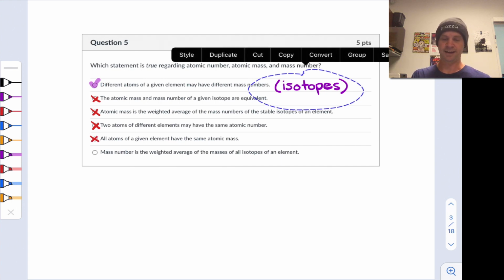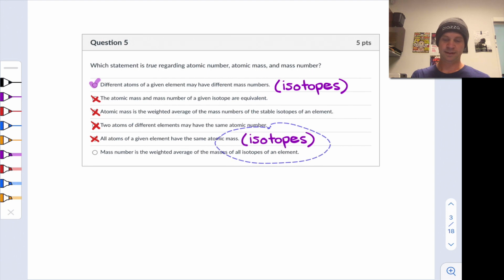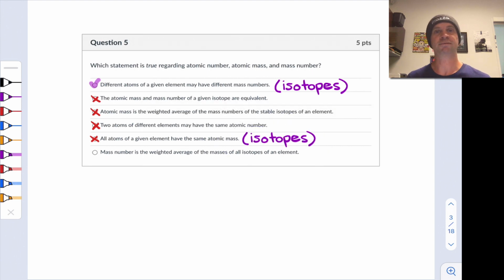This is worth copying down, that because we have isotopes which have different mass numbers and different isotopic masses, different masses for those specific isotopes, the atoms of a given element display different atomic masses in general if that element has multiple stable isotopes. And then finally, mass number is the weighted average of the masses of all isotopes of an element. Again there, what's described is the average atomic mass, not the mass number, which is an integer value just counting the number of nucleons in the nucleus for a given isotope.